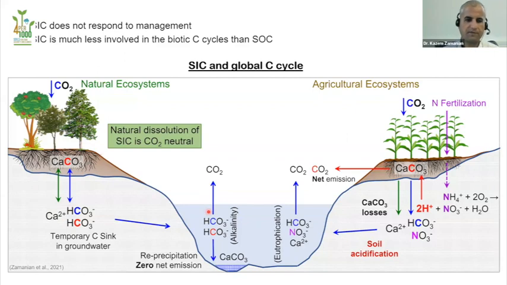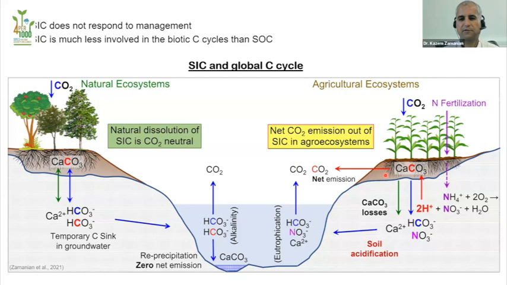But in agroecosystems, we add fertilizers, especially nitrogen fertilizers. And the addition of such fertilizers and the nitrification process will provide a strong source of acidity to the soils. And we know that calcium carbonate, or carbonates in general, are the main or most important buffering substance of the soils. I mean, as long as we have calcium carbonate in the soil, the other buffering substances like exchangeable cations or weathering of silicates would be of minor importance. So when carbonates are available, this acidity will be neutralized by carbonates, and this will provide a net source of CO2 out of SIC.